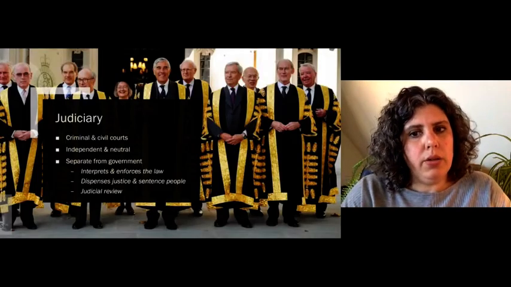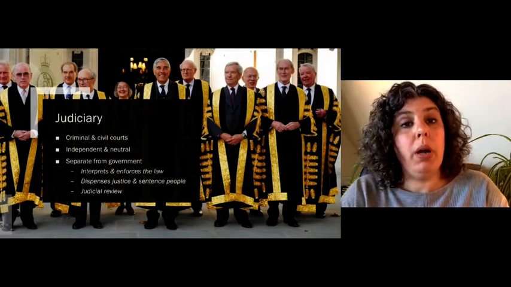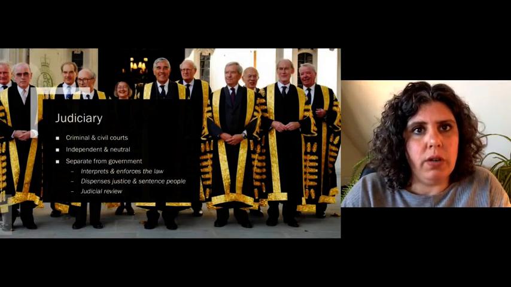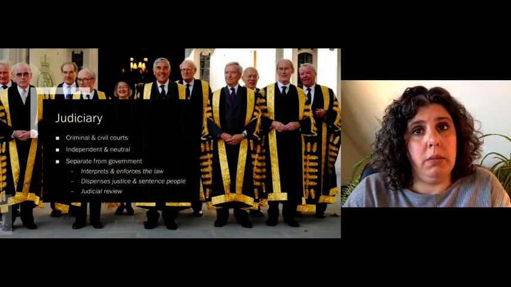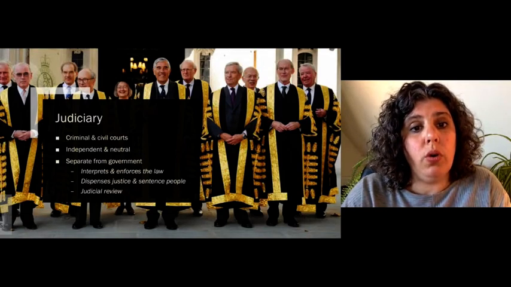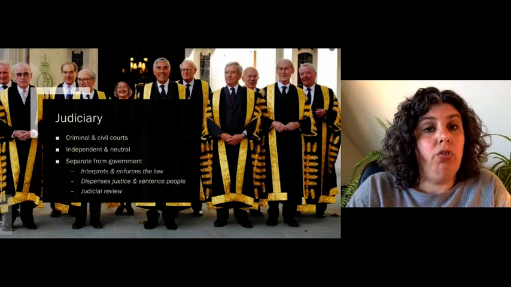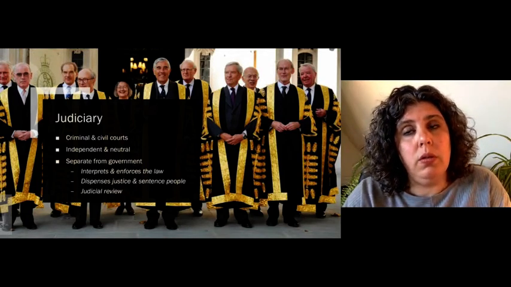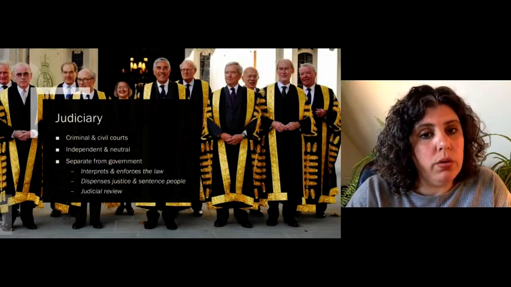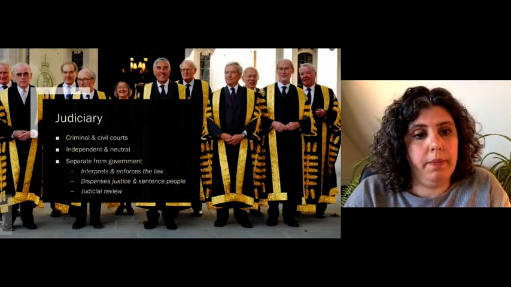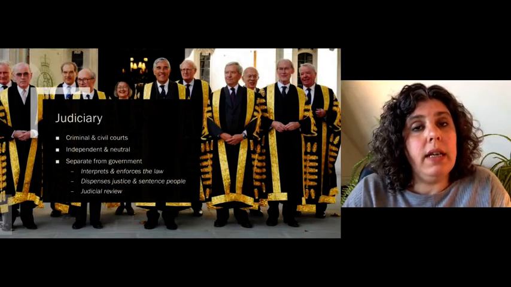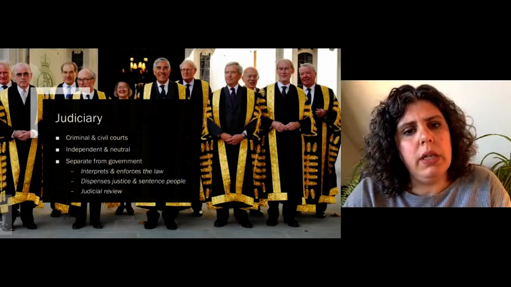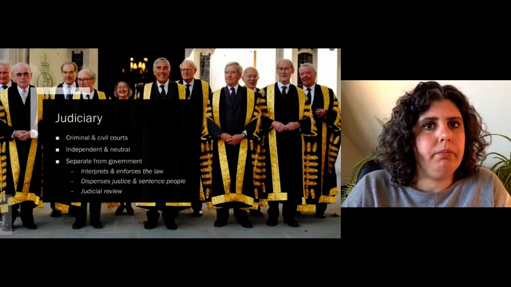Now, as well as the House of Lords, the House of Commons, and the Prime Minister and his cabinet, there's another branch of government called the judiciary. And this is the legal system which upholds the rule of law in the country. So, judicial power is the power to interpret the law and involves criminal courts and civil courts. The judiciary is independent and neutral.